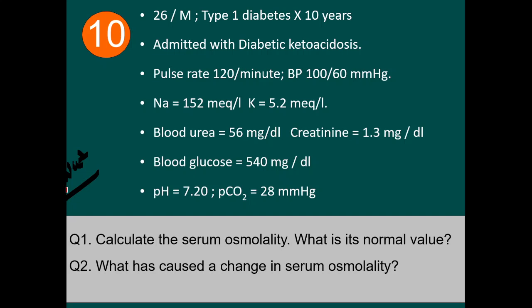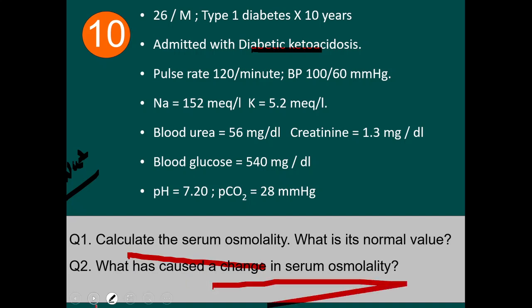So here in this example, they have given a case of diabetic ketoacidosis, and they are asking for the formula to calculate the serum osmolarity and what is the normal value. What has caused the change in the serum osmolarity? So these kinds of calculation related questions might be there.